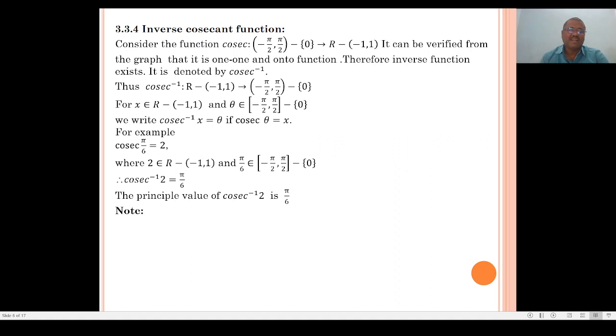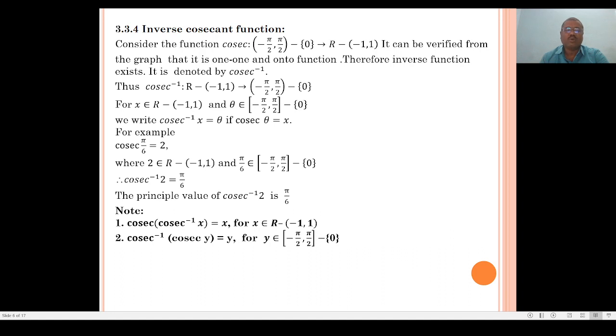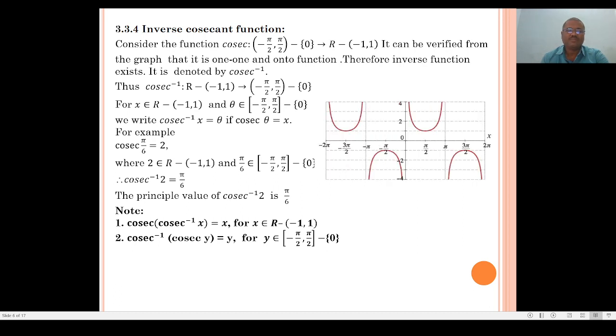And note, the same thing: cosec of cosec inverse x equals x for x belongs to R minus the open interval minus 1 to 1, and cosec inverse of cosec y equals y for y belongs to the closed interval minus pi by 2 to pi by 2 minus 0. And this is the graph of the cosec function.